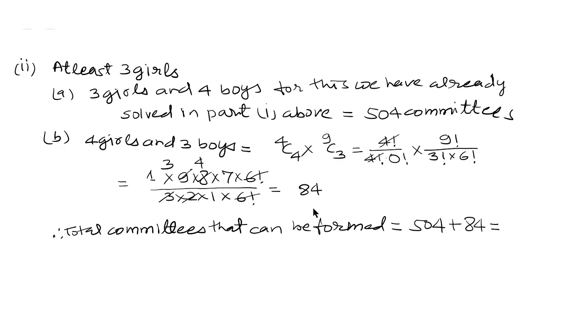Therefore, total committees that can be formed equal to 504 plus 84, which is equal to 588 committees. So, answer for the part 2 of this question: when there are at least 3 girls in each committee, the answer is 588 committees can be formed with at least 3 girls.